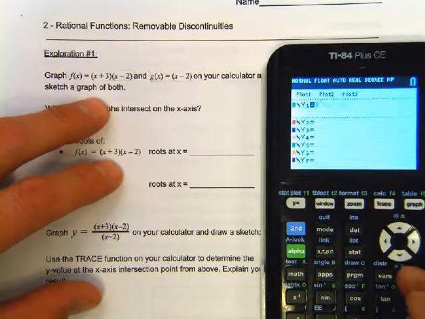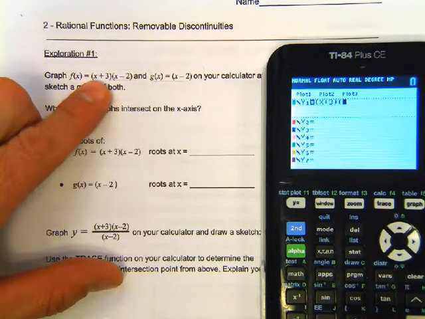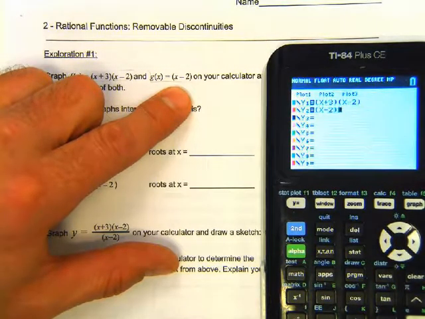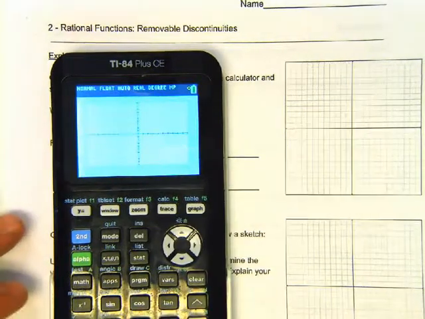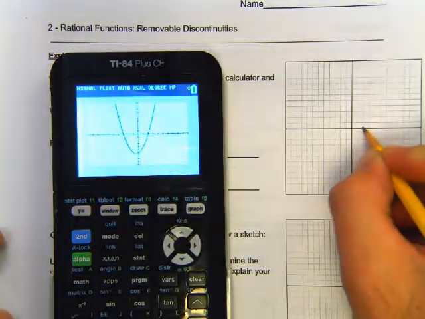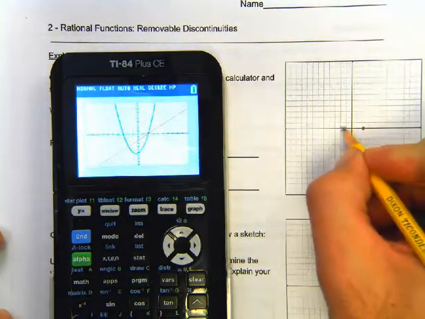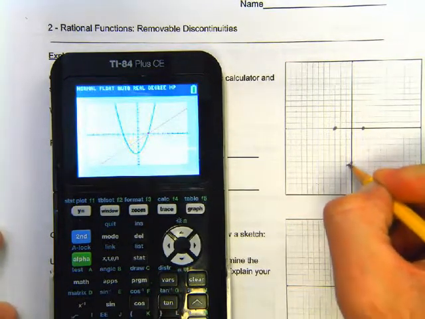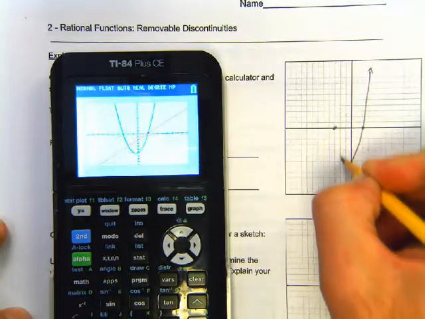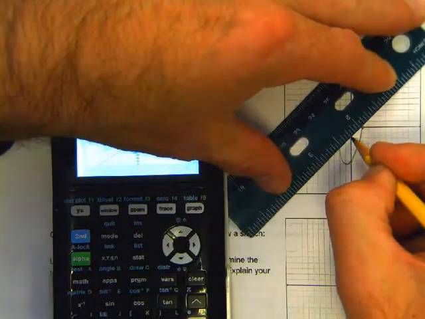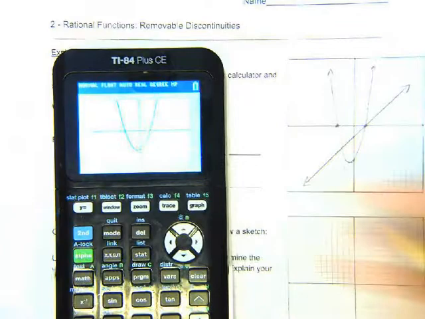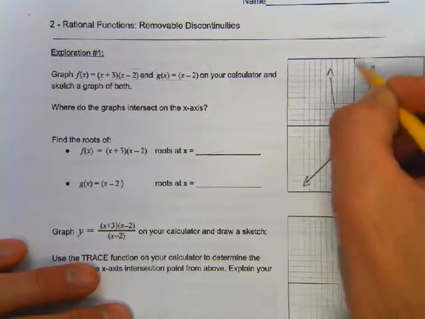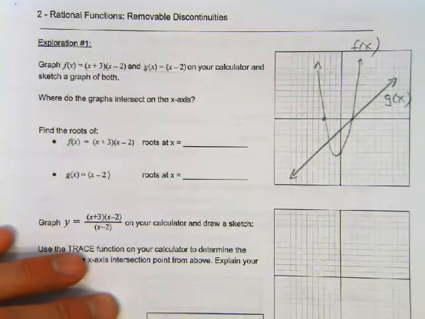Okay, so the first function is (x plus 3) times (x minus 2), and the other function is x minus 2. So it looks like there we go. This is g of x, and this is f of x.